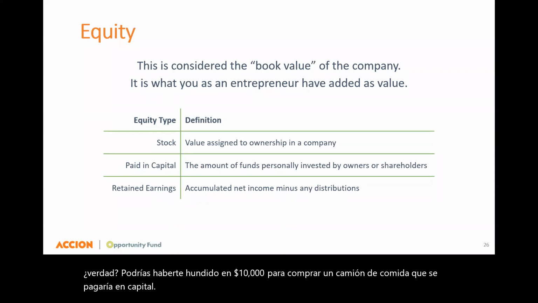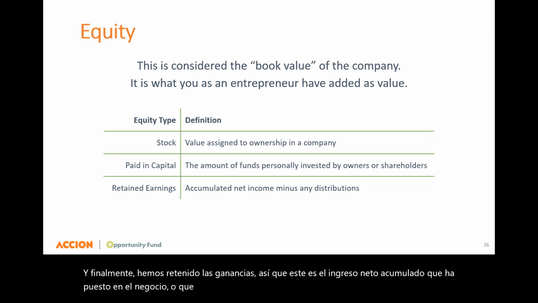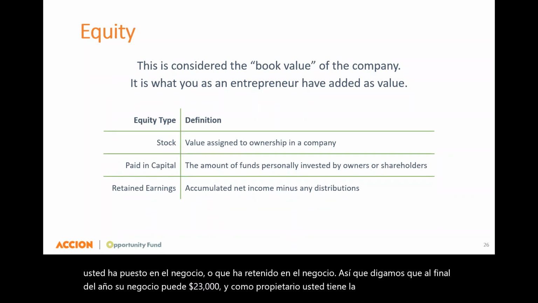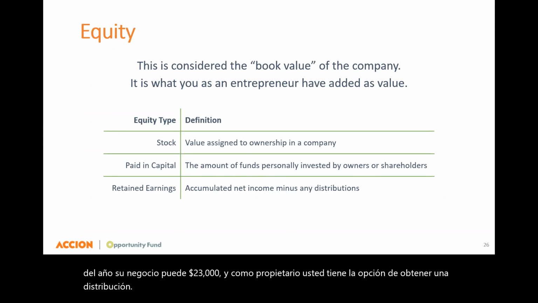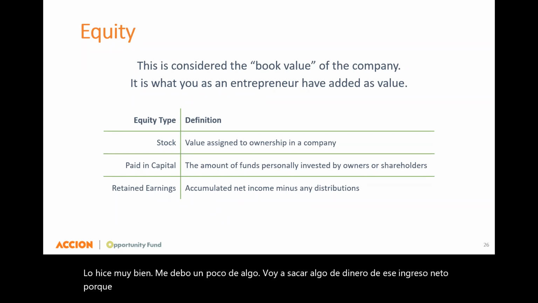And finally, we have retained earnings. So this is the accumulated net income that you have put into the business or you have retained in the business. So let's say that at the end of a year, your business made $23,000. And as an owner, you have the option of either getting a distribution. What a distribution really means is if you decide to take some of that money as, you know what, I did great. I owe myself a little bit of something. I'm going to take some money off of that net income because I earned it, right? And you can do that.